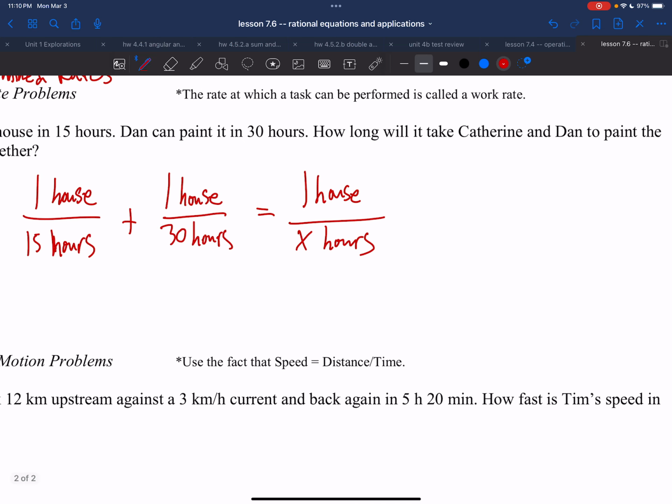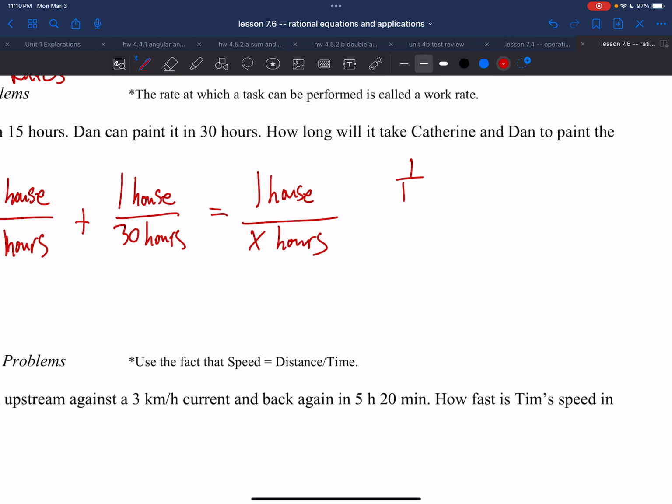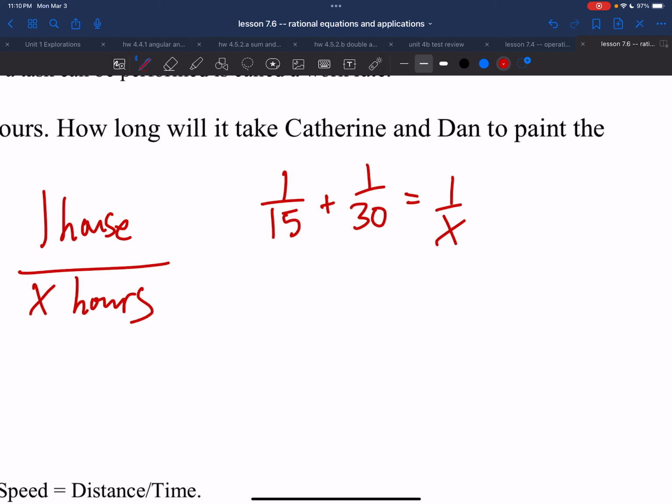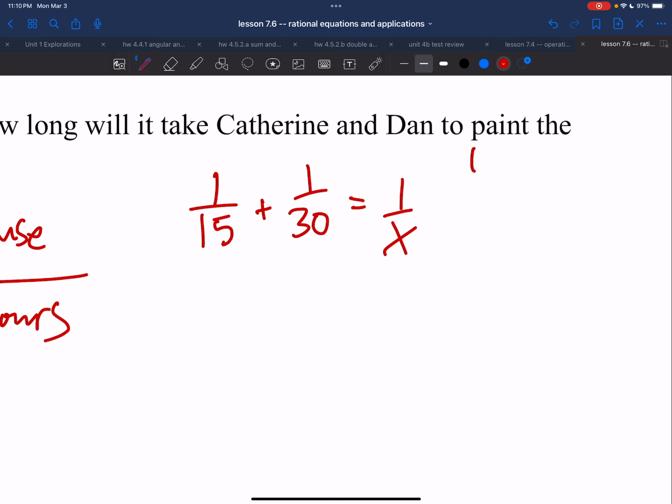So, clean this up a little bit. 1 over 15 plus 1 over 30 is 1 over X. And just like we did in the last video, identify the LCD and multiply to eliminate all the fractions. In this case, the least common denominator is going to be 30x, so we're just going to multiply by 30x through and through. You can go ahead and do that.